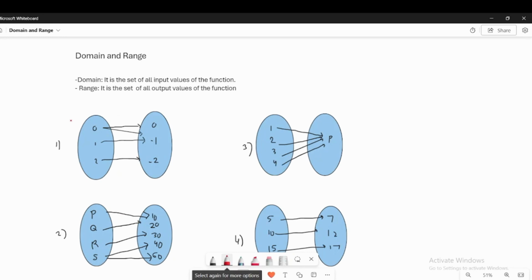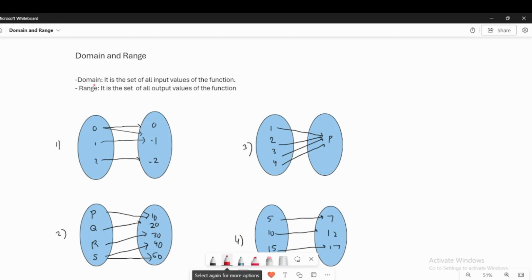Hello everyone. So I'm back with the next video on the topic functions, and here we will be learning about domain and range. It is an extremely important topic, so please do watch the video till end. I want you to understand everything. So have patience and pay attention.